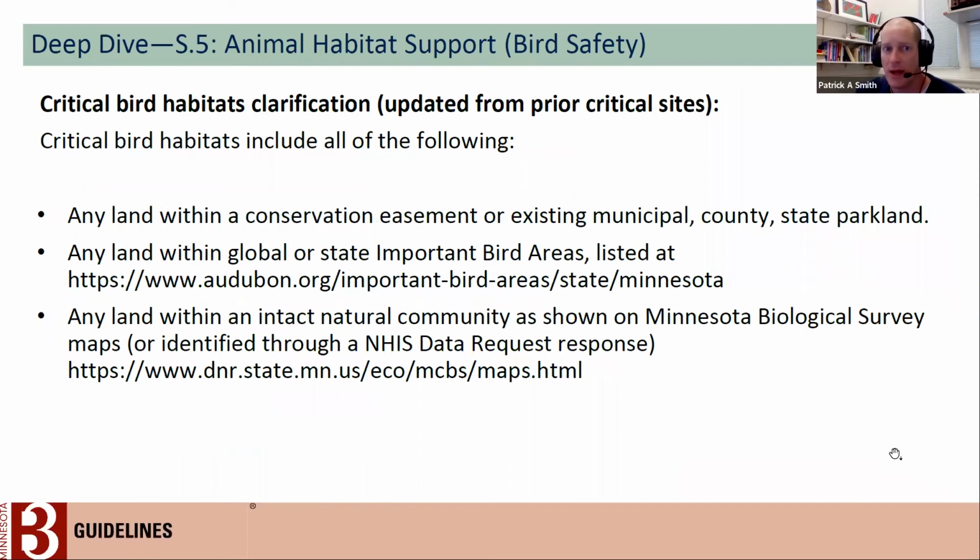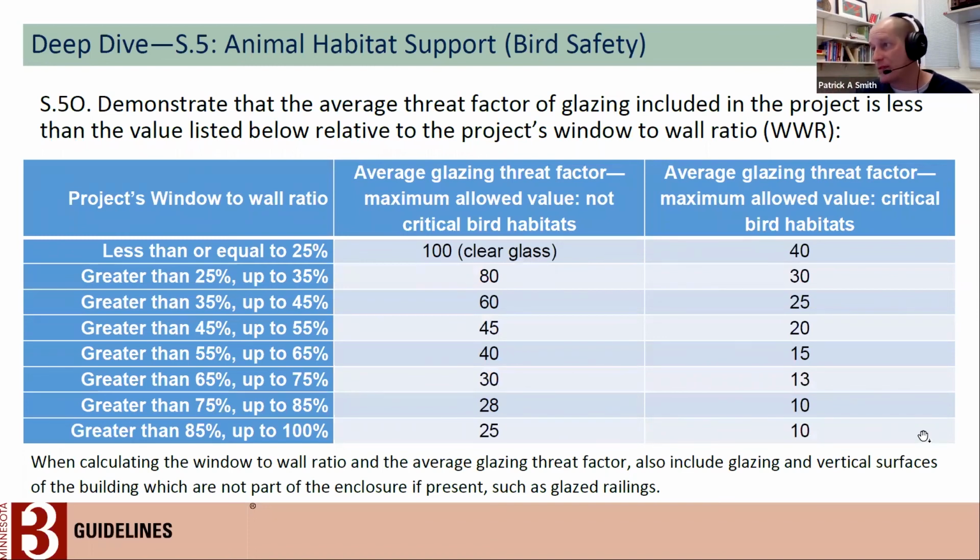We also updated the critical bird habitat definitions because we had kind of a combined critical habitat for sites to avoid and sites that are critical sites relative to bird safety. Realized that was imprecise, so we now have a critical bird habitat definition, which triggers a higher level of bird safing need, because we think that those are the areas that birds are more likely to be running into. This is what that S5.0 is, which gives you a threat factor, average threat factor for glazing for not critical bird habitats and for critical bird habitats.